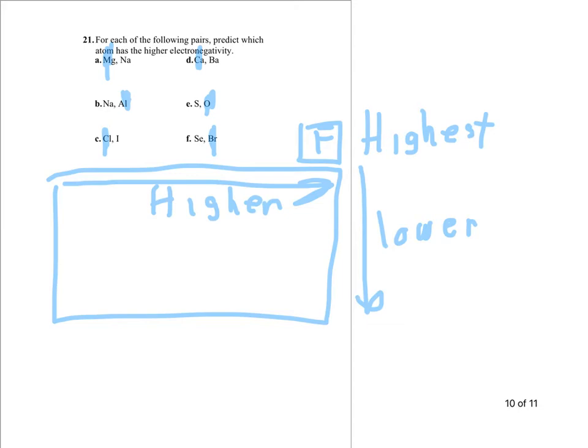Calcium and barium, same group, calcium up higher, higher electronegativity. Sulfur and oxygen, same group, the higher up one, higher electronegativity. Selenium and bromine, same period, bromine farther to the right, higher electronegativity. And as all these are just trends, if we look at the actual values, we will find exceptions to these trends.